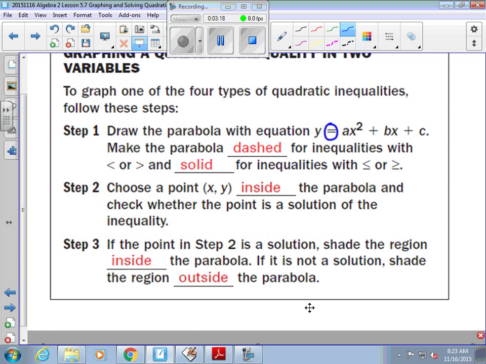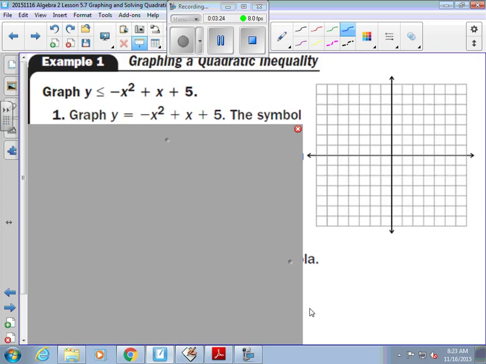And that's all there is to graphing quadratic inequalities. Let's take a look at one. It says graph y is less than or equal to negative x squared plus x plus 5. Just like an equation, the first thing you want to do is determine, is this going to open up or down? Which way is it going, up or down?